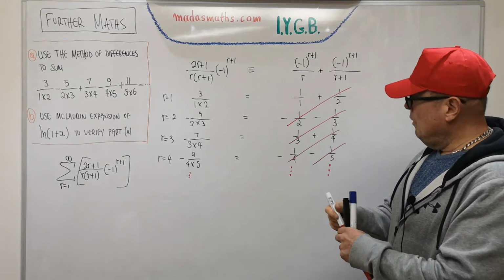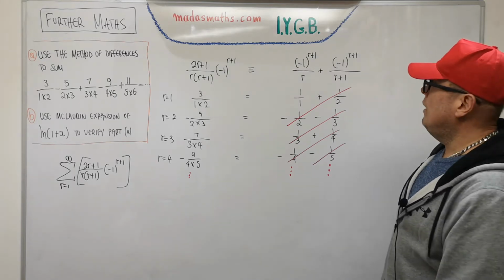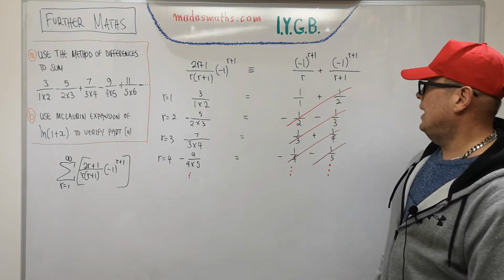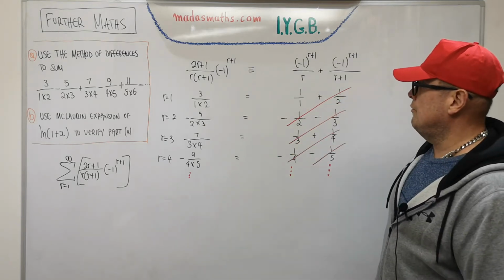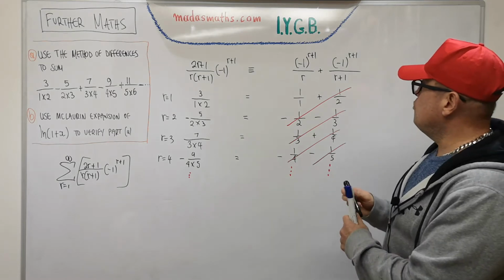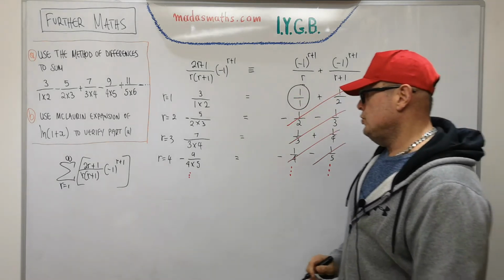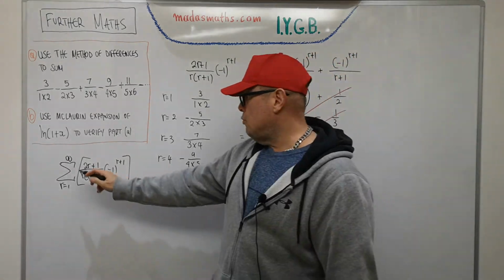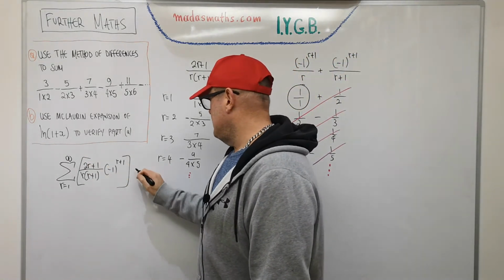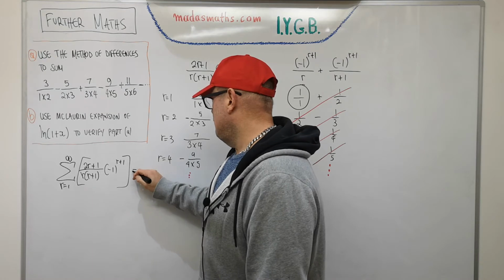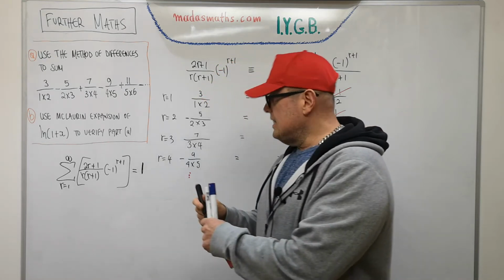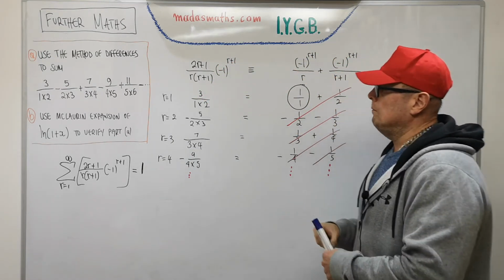Therefore the only thing that will survive from this table, or sorter if you prefer, is just this one, the 1 over 1 that we got in there. Therefore we conclude that the sum from r is equal to 1 to infinity of this particular series is in fact equal to 1, and there's nothing else to say for this one.